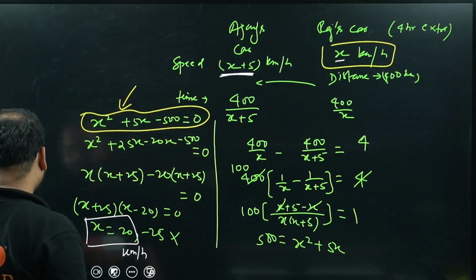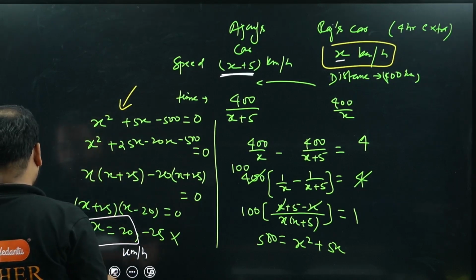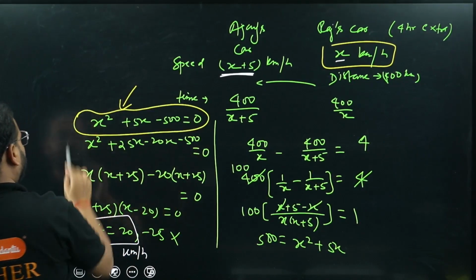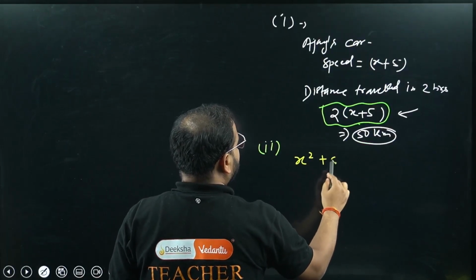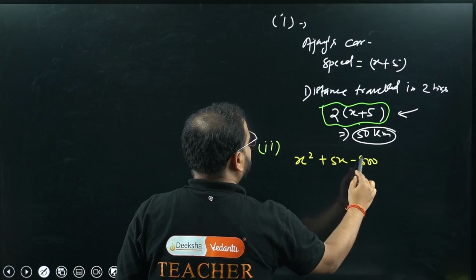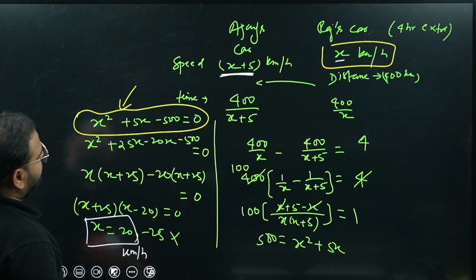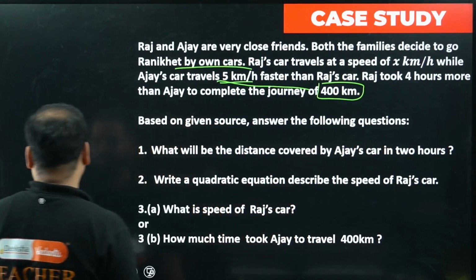I hope this is visible. Okay. I'll write it over here also. X square plus 5x minus 500 equals 0. Have a look. The question was: write a quadratic equation describing the speed of Raj's car.